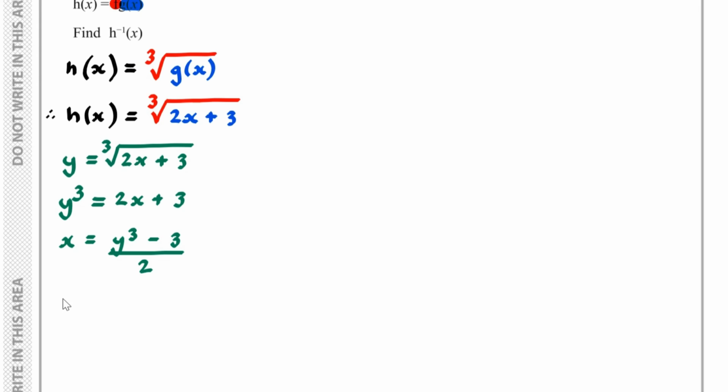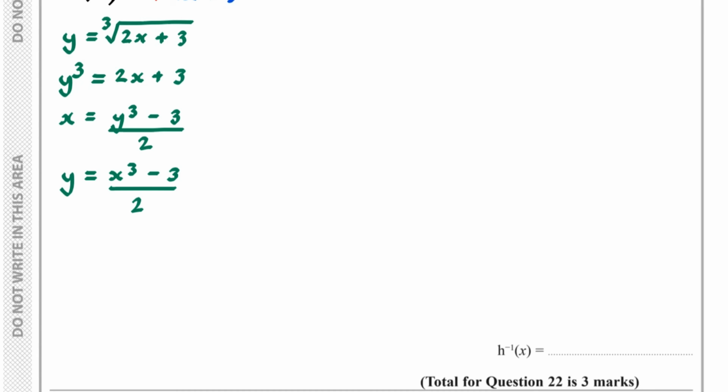And now if I swap the x and y, we would have y equals x cubed subtract 3, divided by 2, meaning the inverse of h is equal to x cubed subtract 3, divided by 2.